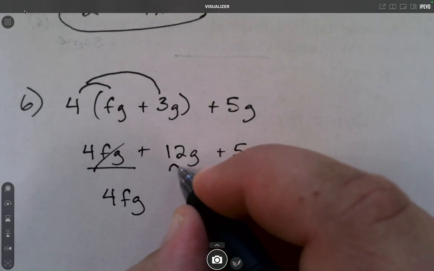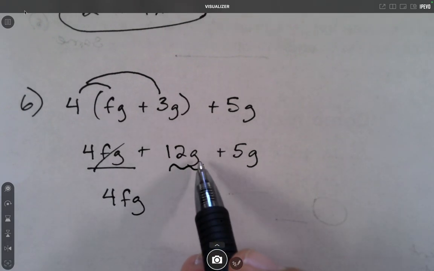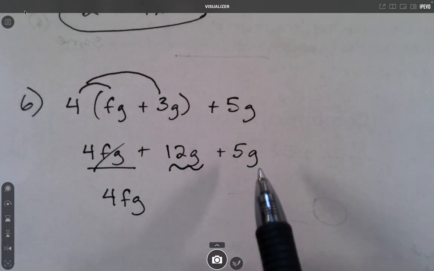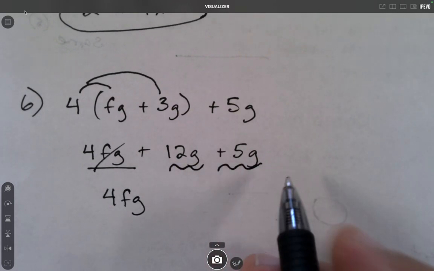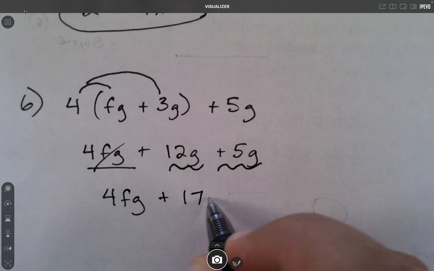Then we have 12g. So the variable pattern here is to have a g to the first power. This also has g to the first power. So I get 12g plus 5g, which is a total of 17g.